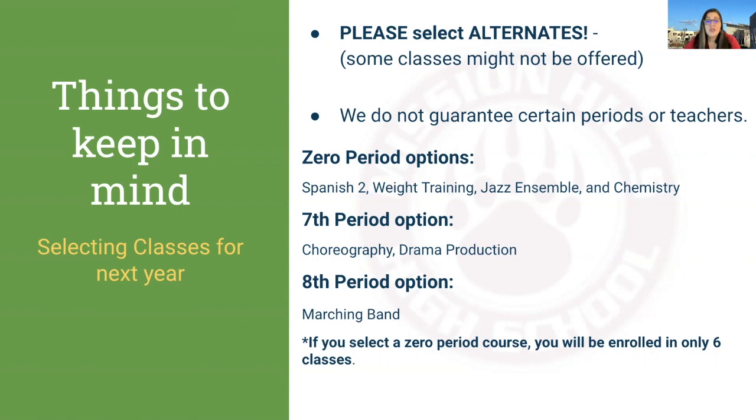Also, I want to review the 0 period options for next year. We have weight training, Spanish 2, jazz ensemble, and chemistry. 7th period option is choreography and drama production. And 8th period is marching band. Students who select classes in a 0 period, 7th, or 8th period will only be enrolled in 6 classes. Please know that these classes are not guaranteed in 0 period, 7th, or 8th period.